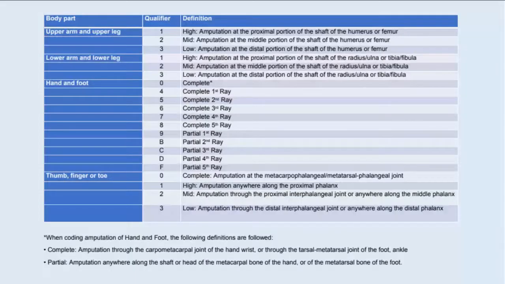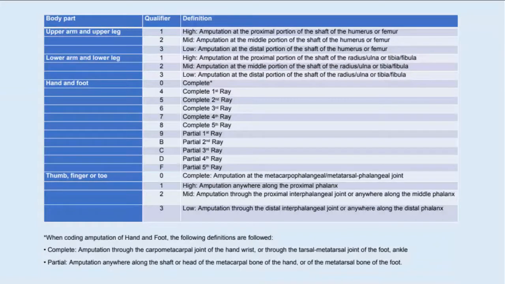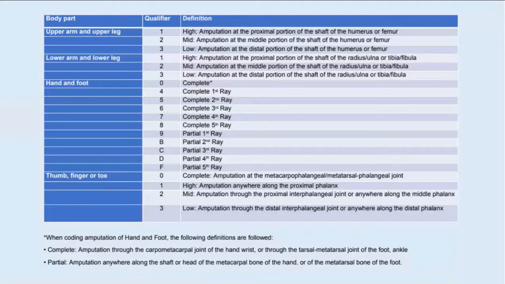Now, this was added to the guideline in the front of the PCS book. Before, it was only in the medical and surgical section for the anatomical regions, lower extremities and upper extremities. So they've kind of taken upper extremities and lower extremities and combined them into this one chart. You can see the body part says upper arm, lower leg, and the qualifier. So the qualifier 1, the definition varies whether it's in the upper extremities or lower extremities, of course. And then you have high, mid, low for each one of these.